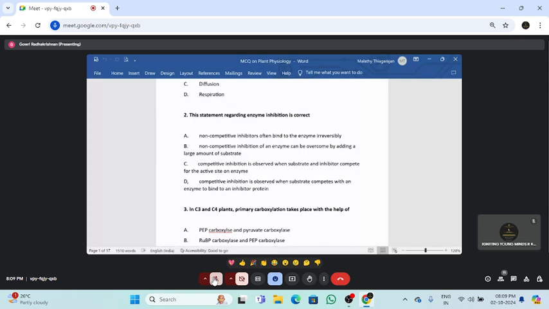Very good. Competitive inhibition is observed when substrate and inhibitor compete for the active site on the enzyme. Yes. Both try for the same kind of position. So that is the competitive inhibition of the enzyme. So option C is the correct one.